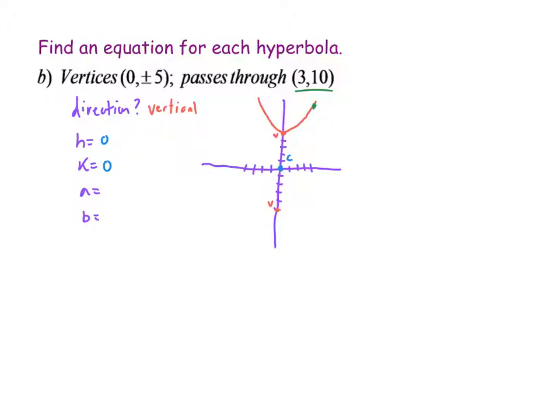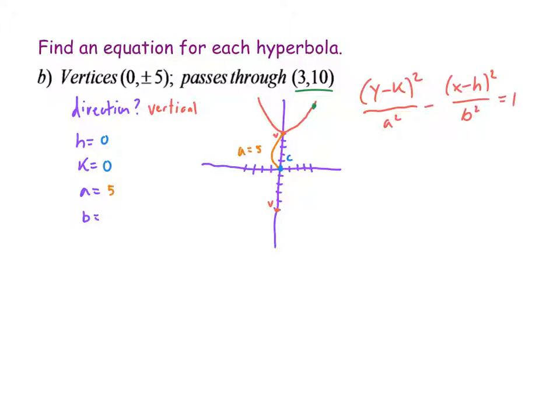I guess we know a, since we know how far the vertices are from the center, so that's 5. We don't know what b is. They didn't give us c like they did last time, so we can't just use the c squared equals a squared plus b squared equation. That means we need to go back to the normal equation, which would be y minus k squared, since it's the vertical one, y needs to be first, over a squared minus x minus h squared over b squared equals 1.